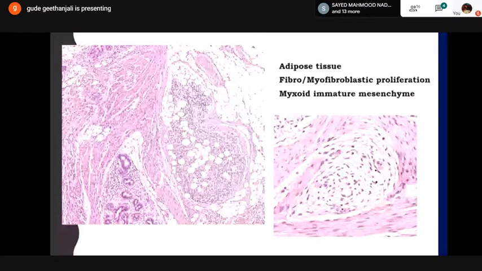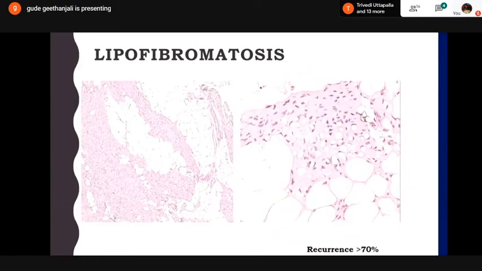That is important to differentiate it from another entity called lipofibromatosis. It is important because fibrous hamartoma of infancy doesn't recur when locally excised. The recurrence rate is very low, approximately 10 to 15%, whereas lipofibromatosis has a high recurrence rate of more than 70%. Lipofibromatosis is common in the distal extremities, and similar to fibrous hamartoma of infancy, we see this lesion in the subcutaneous plane.